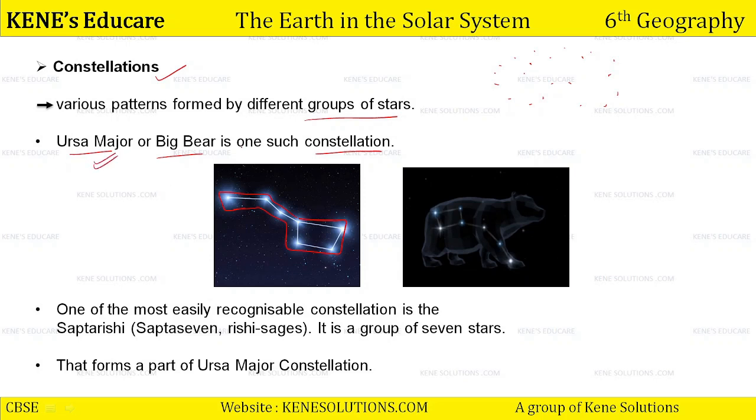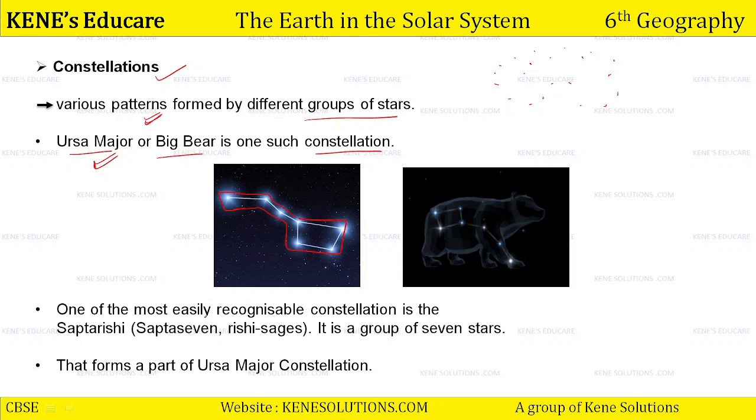Ab aap kahoge, ma'am, hamesha hi aisa kuch na kuch hota hoga. No, it's not important. If you witness the sky every night, you will see that not every day you have the same pattern. You do not have the same pattern every day in the sky. Okay? You will see, if you can see any dipper or any big spoon like this, then that pattern will be known as Ursa Major. And all such patterns of stars are known as constellations.